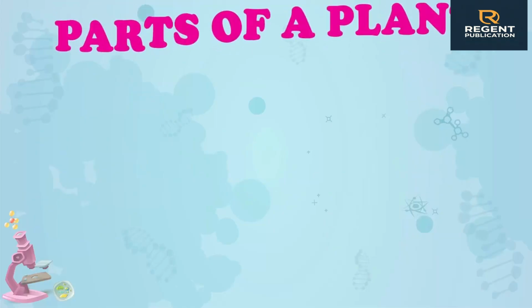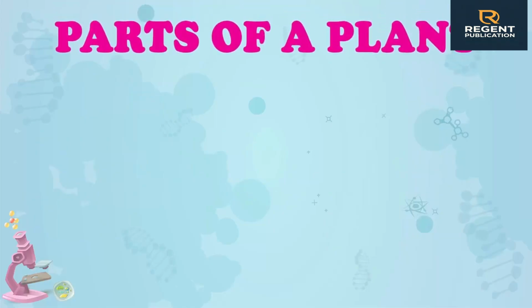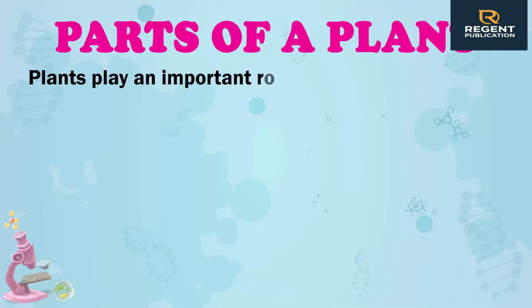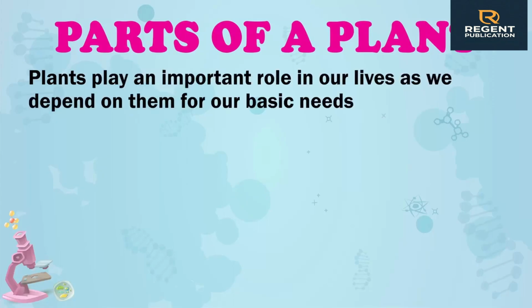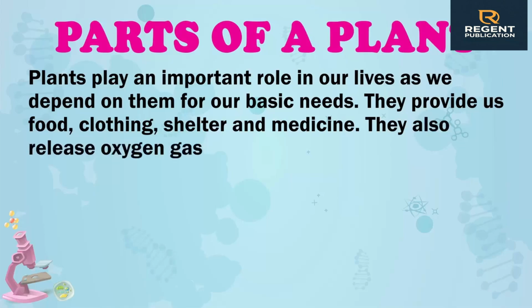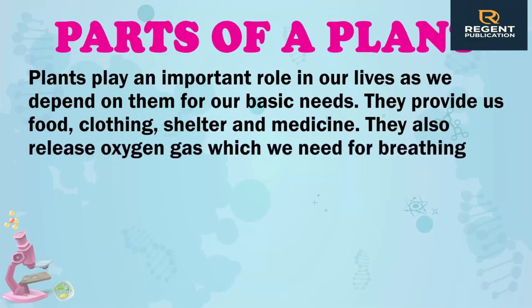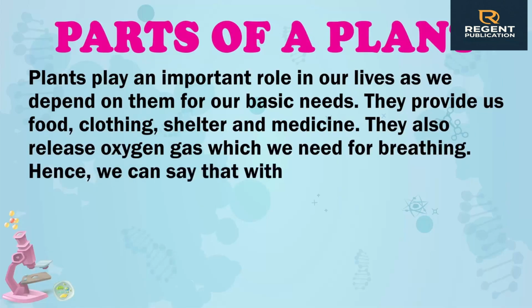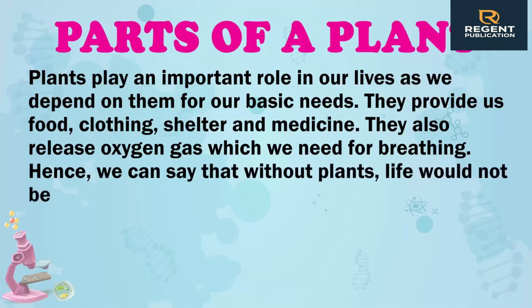Chapter 4. Parts of a plant. Plants play an important role in our lives as we depend on them for our basic needs. They provide us food, clothing, shelter, and medicine. They also release oxygen gas which we need for breathing. Hence, we can say that without plants, life would not be possible on Earth.